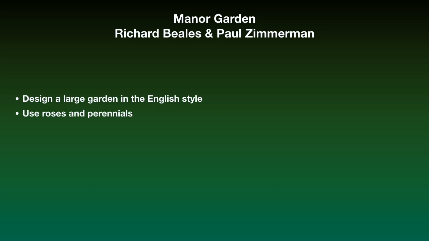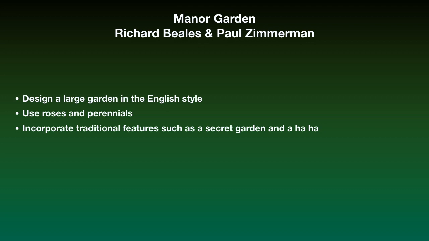When Richard and I first talked to the clients, they had some very specific things in mind that they wanted to achieve. They wanted to design a large garden in the English style. In fact, they had just come back from England touring many gardens like that. They wanted to use roses and perennials and actually make roses the stars. They wanted to incorporate traditional features in a garden like this, such as a secret garden and a ha-ha. And they wanted to make it a garden you could wander through.